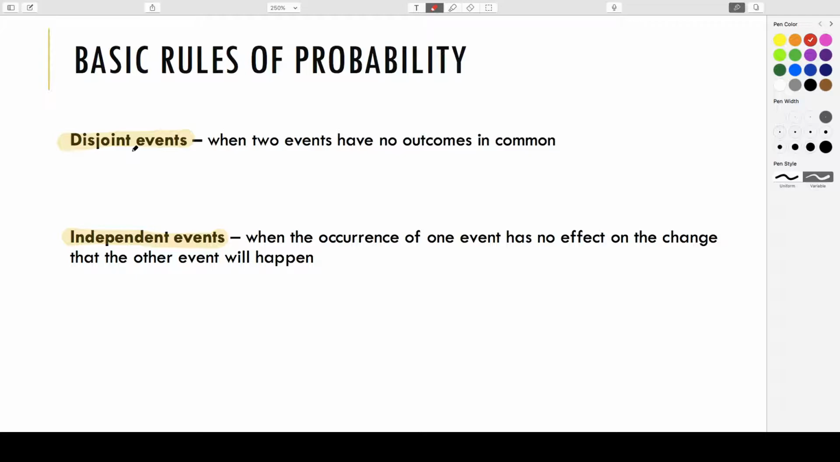Okay, so question. Think deeply. Can disjoint events be independent? Okay, let me rephrase the question. Are disjoint events independent? No.